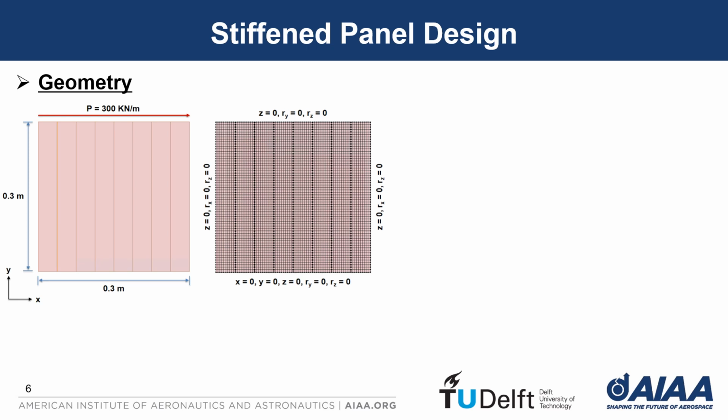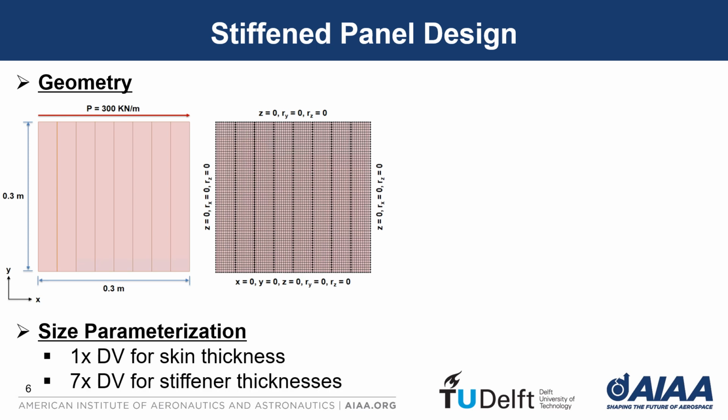The proposed method is used to design a stiffened panel with 7 blade stiffeners. The bottom edge of the panel is fixed and the shear load is applied on the top edge. The size design space is parameterized with 8 design variables to optimize the thicknesses of skin and stiffeners.